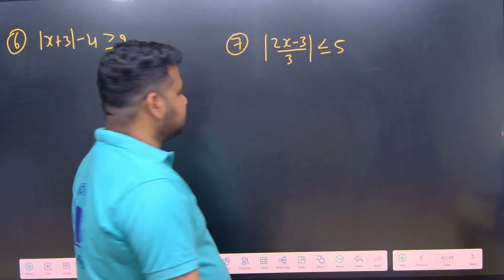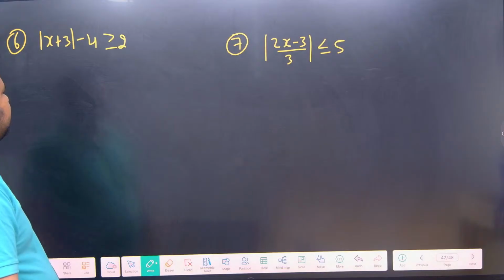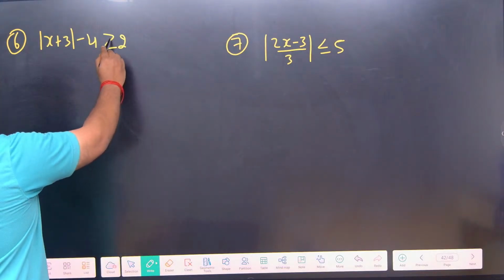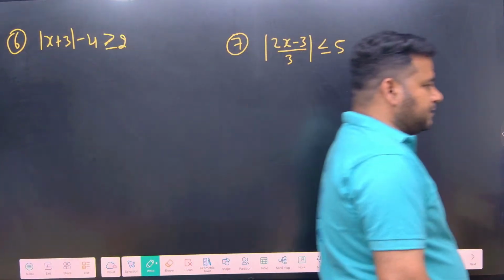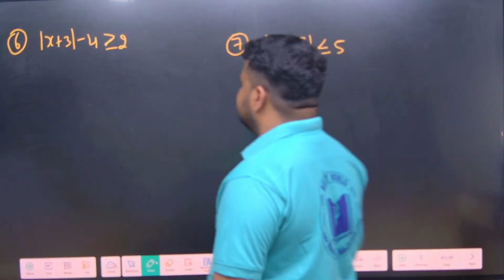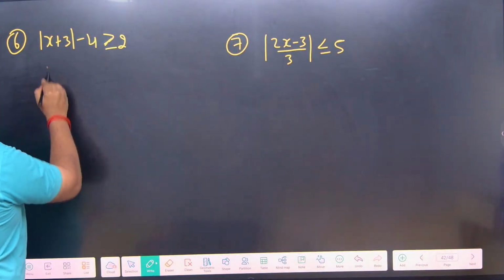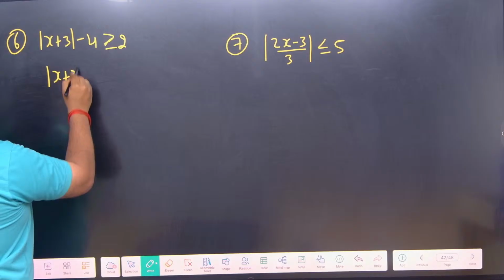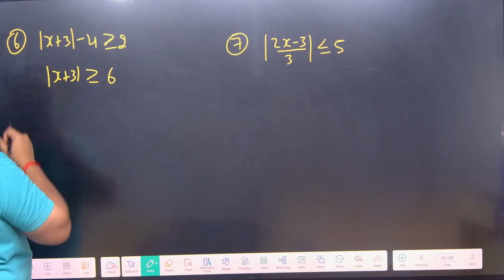Let us do some more examples. See here we are having mod of x plus 3 minus 4 is greater than or equal to 2. So straight away let me send this minus 4 to that side. So this will become mod of x plus 3 is greater than or equal to 6. Greater than or equal to is there.